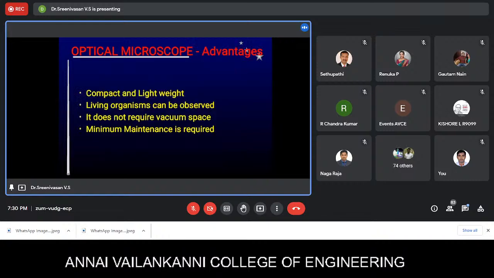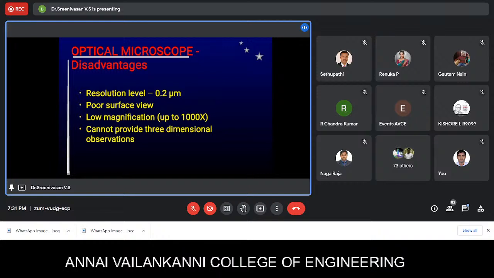Finally, the advantages of this optical microscope: it is a compact system and very lightweight. Even living organisms can be observed on this optical microscope, it does not require any backup for its operation, and only minimum maintenance is required. And the disadvantages, I already told.